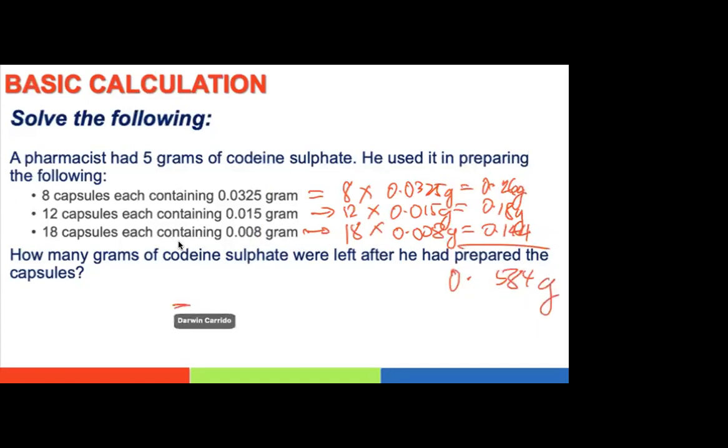No. So to get the amount of codeine sulfate that was left, you have to subtract the total amount that was used from 5 grams. And what is the final answer? 4.416. Yan. Your answer is more accurate, right? Because at 3 decimals it is still less accurate; it is more accurate at 4. Only then do you round off, at the final answer.